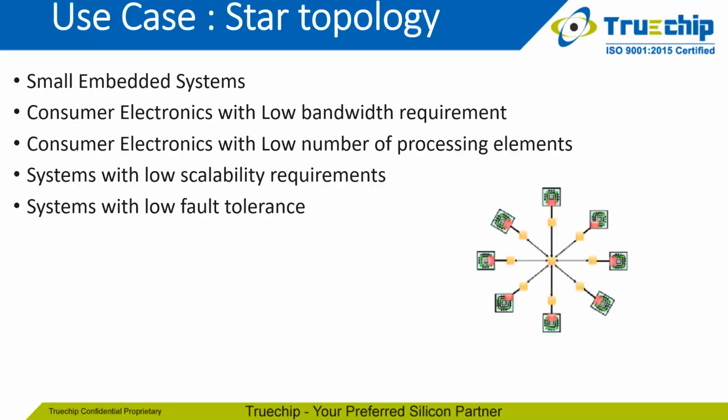Star topology. If we see star topology, a center would be communicating to all the neighboring nodes. These would be really useful in small embedded systems. Consumer electronics which have a low bandwidth requirement or a low number of processing elements can actually employ this topology. Systems with low scalability requirements and low fault tolerance are also the ones that basically use star topology.